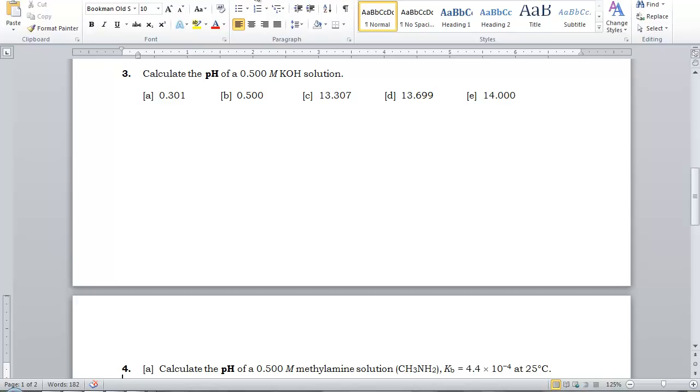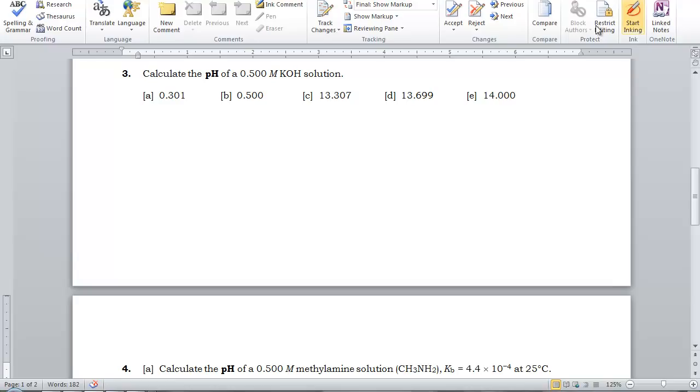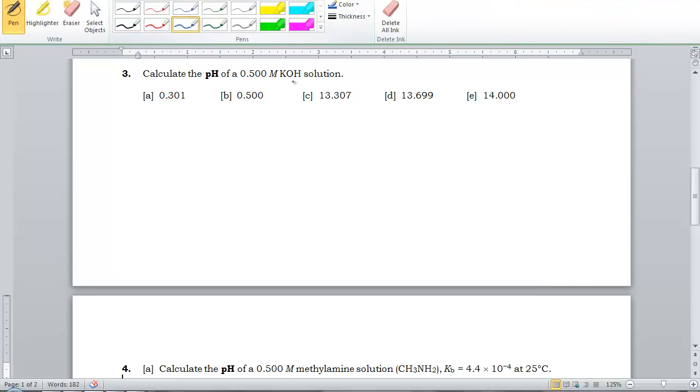Let's look at problem 3. This is on the part 2 handout for chapter 16. You probably picked this up in class on Thursday. If not, look in Blackboard and print out a copy.